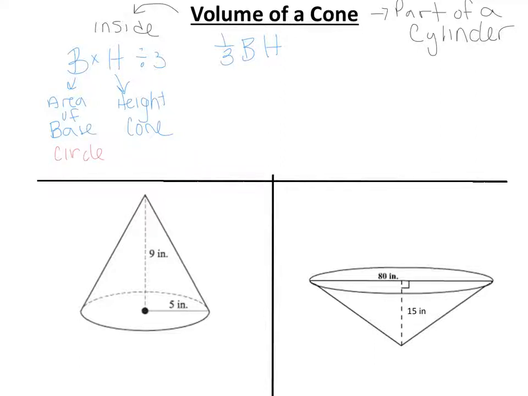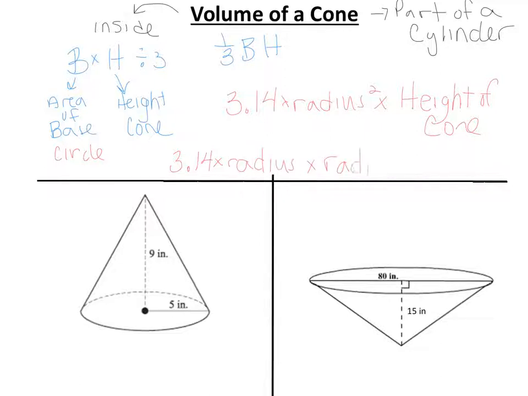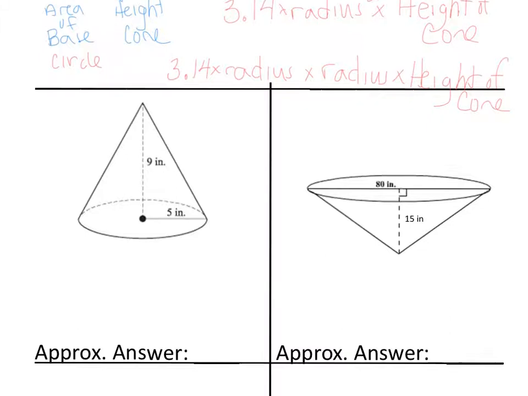The formula will go 3.14 times r squared, because Fuzzy Wuzzy was a bear and area of a circle is pi r squared, times the height of the cone. If you prefer to write it out, 3.14 times radius times radius times height of cone, you can write it out that way. Whichever one you like better and whichever one you're more comfortable with, depending on your comfort level with exponents.